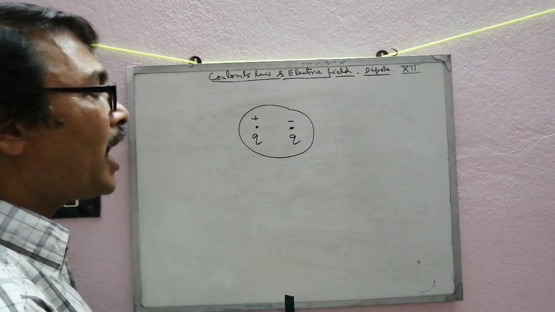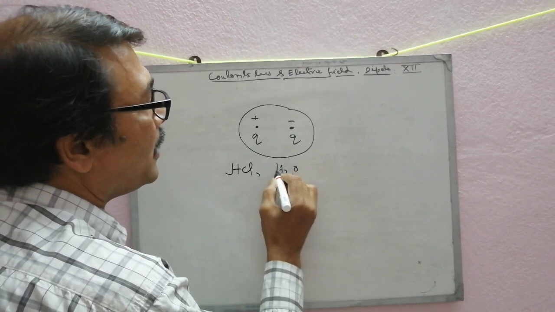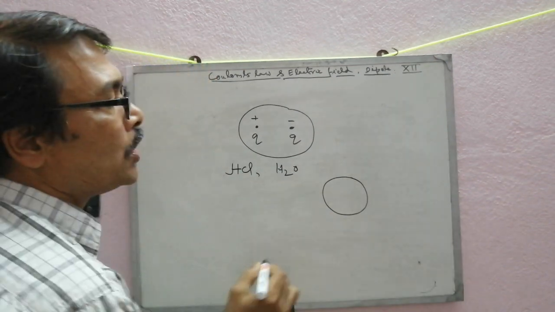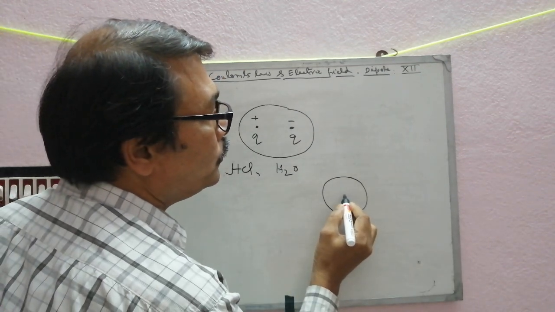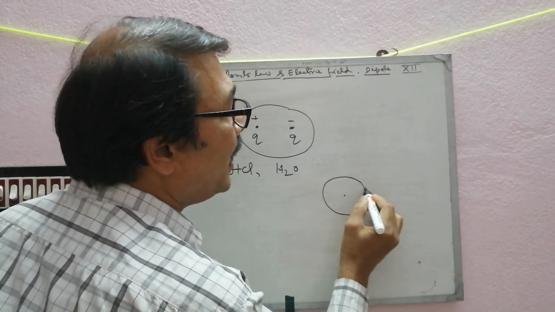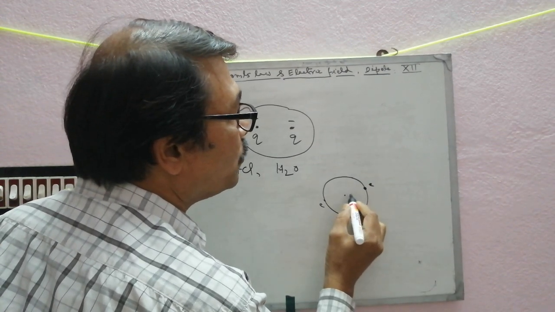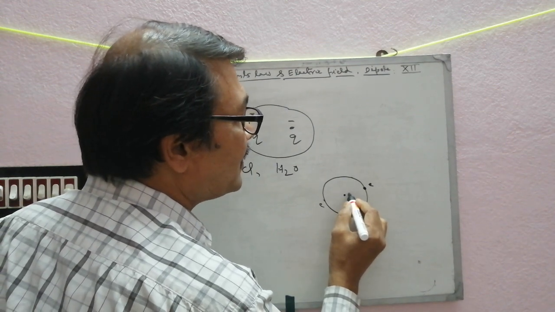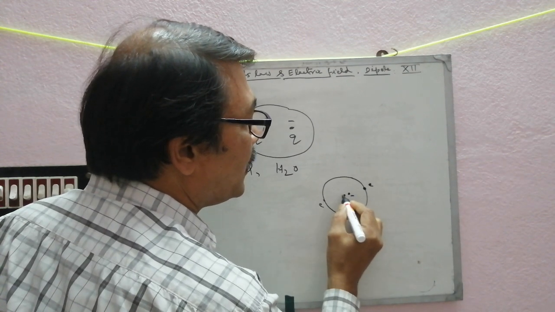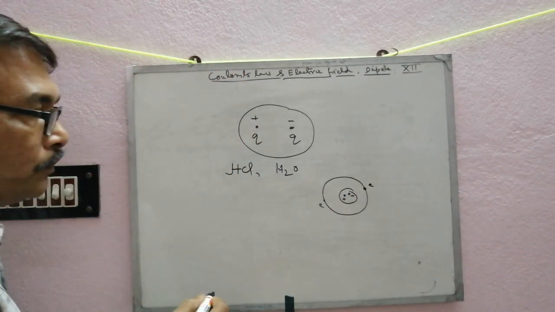In a polar molecule, like HCl or water, in the atom, the center of the electrons and the center of the nucleus are not at the same point. There is a slightly different point. So due to the center of electrons being negative and the nucleus positive, this is the electric dipole.